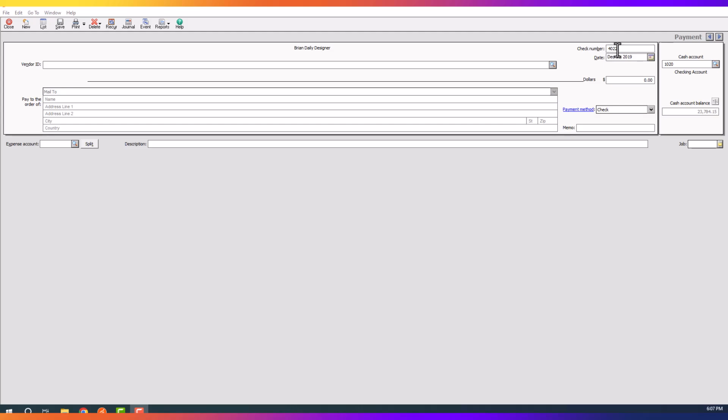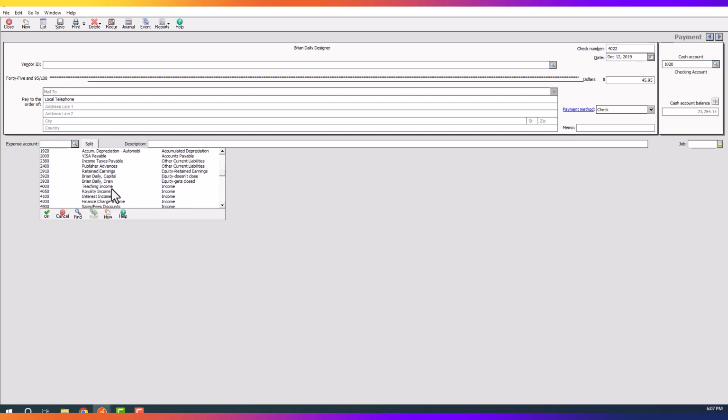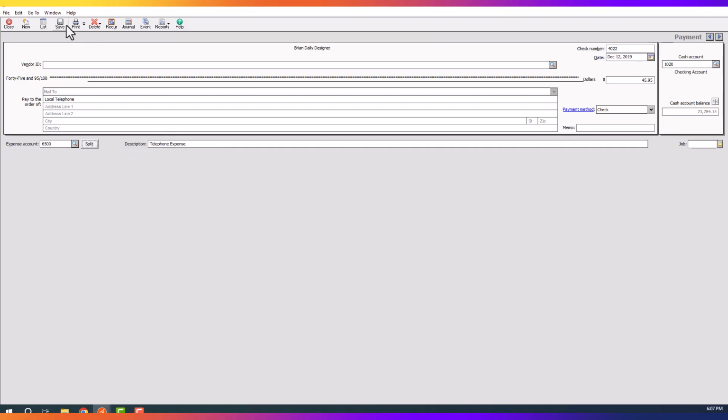So our next check, 4022, we're going to type in the details from the book. So the date did change, is December 12th. I typed in the amount. The name, I typed in local telephone company. From the expense list here, we do have one for a telephone expense, account number 6,500. We select that and then save.